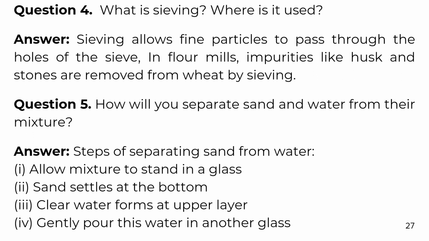Question 4. What is sieving? Where is it used? Answer. Sieving allows fine particles to pass through the holes of the sieve. In flour mills, impurities like husk and stones are removed from wheat by sieving.